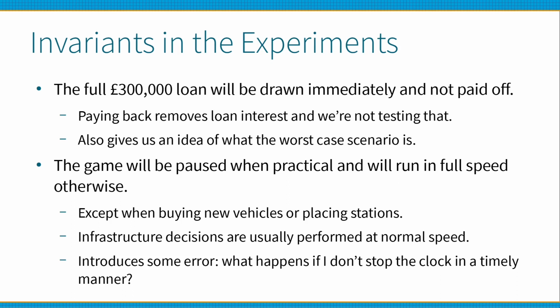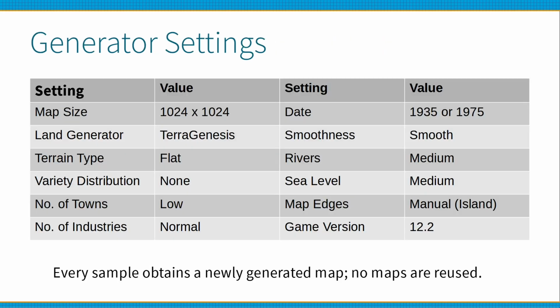And that means that there's some notable exceptions. When we're buying a new vehicle or placing a station, we want to have it running normal speed. Same when we're placing infrastructure. And it's worth noting right off the bat that if I don't stop time in a timely manner, there is a little bit of error that can come out of that.